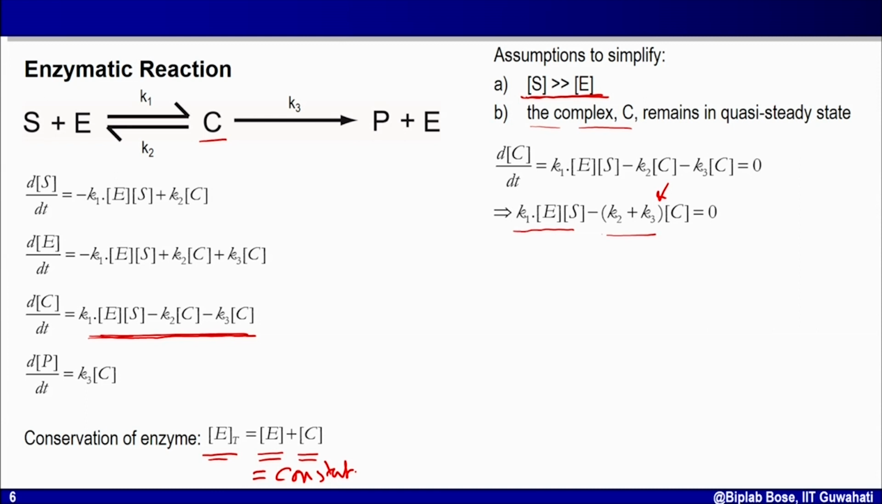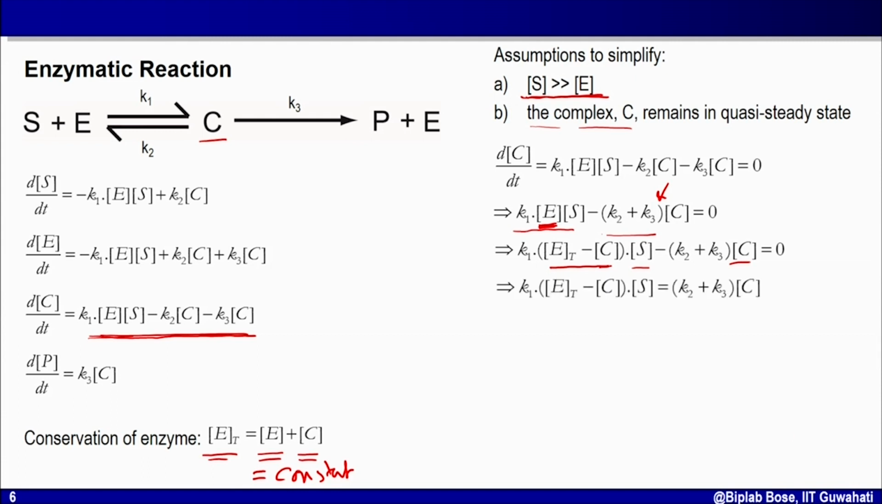So with time, ET is not changing, so I can replace this E in my algebraic relation using ET minus C. That's what I will do. So I have replaced this E by ET minus C, where C is the concentration of the complex. E is free enzyme and I am replacing it by ET, total enzyme, minus complex. So I get a relation K1 into (ET minus C) into S minus (K2 plus K3) into C equal to 0. So I again get another C here. I will take out that C and club it with this C.